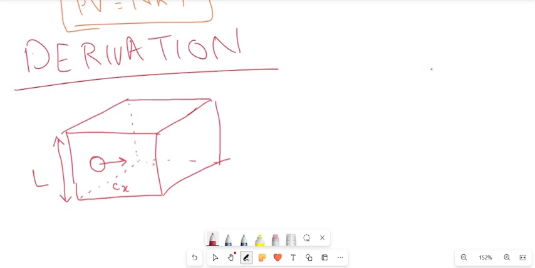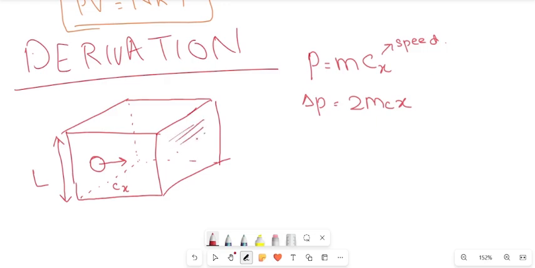Now, starting off with the first step, do you know what momentum is? Momentum is p equals mass times speed, right? And speed is cx. I'll just say this is speed. Now, what is the total change in momentum? That is going to be 2mcx. We do this when there's a rebound. So the particle goes here, it hits this wall, and then it rebounds. So this is 2mcx.